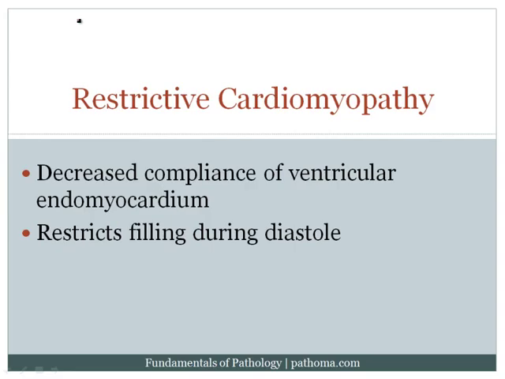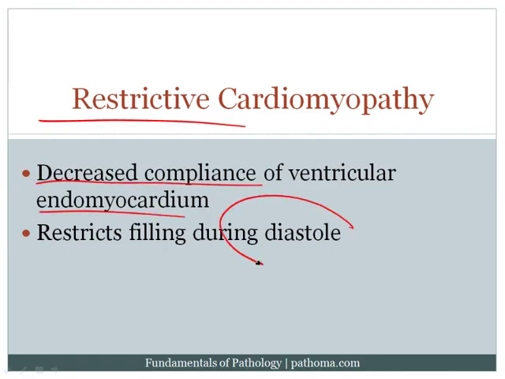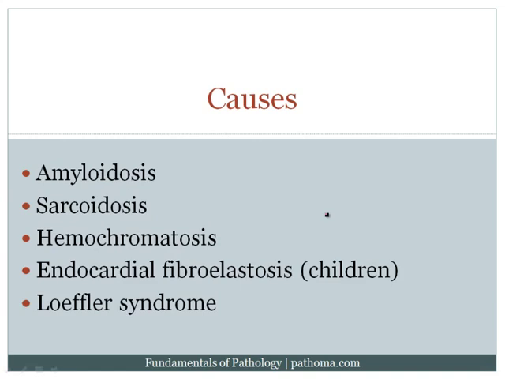Restrictive cardiomyopathy is when you are restricted from filling the heart, and that's because there's a decreased compliance of the ventricular endomyocardium. Again, you can't fill, so there'll be a diastolic problem. Now, what are the causes? Amyloid can fill the heart, making the heart very difficult to expand, and so therefore that would result in a restrictive cardiomyopathy.